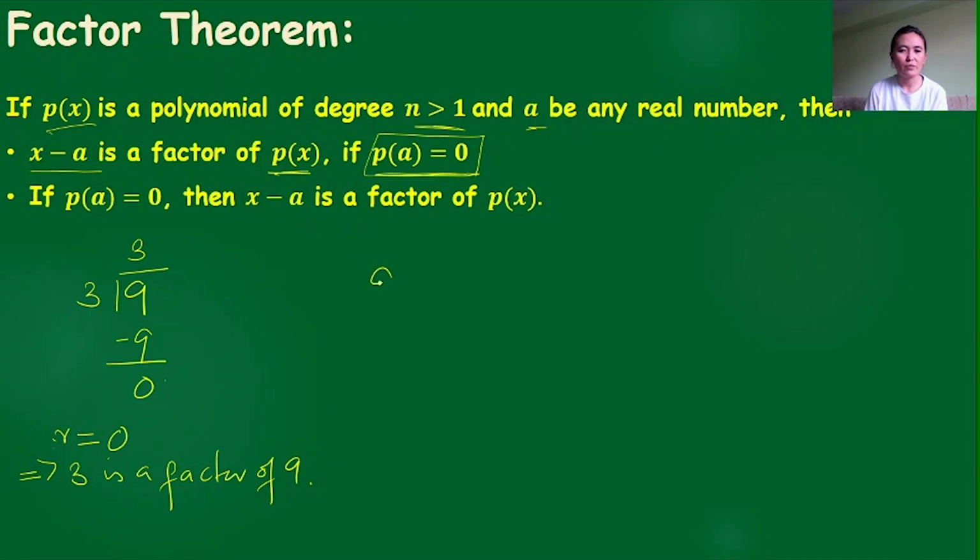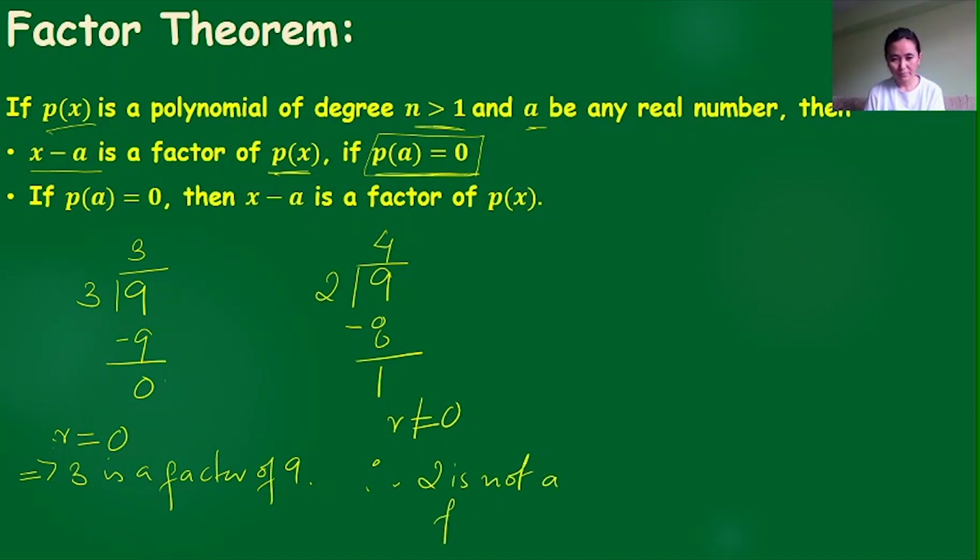Similarly, for example, if we divide 9 by 2, you will get 2, 4 twos are 8, and when you subtract it, you will get 1. Now here the remainder is not equal to 0. Therefore, what we can write is, 2 is not a factor of 9. Similarly, in polynomials, we have already studied division of two polynomials.